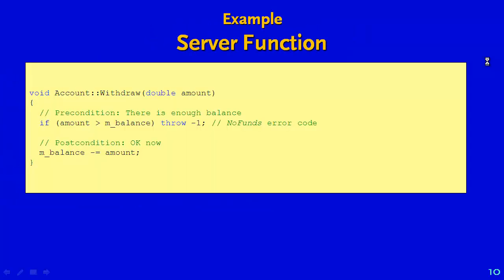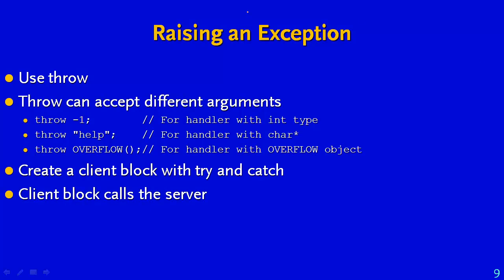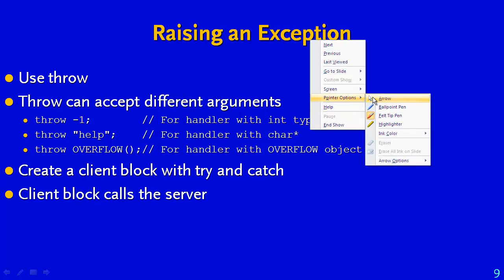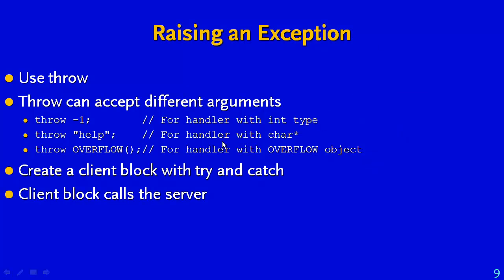So what can you throw? You can throw integers, -1, strings, whatever. So you don't have to create your own exception object classes. You can just throw numbers. The client block has a try and catch, of course, and the client block calls the server.